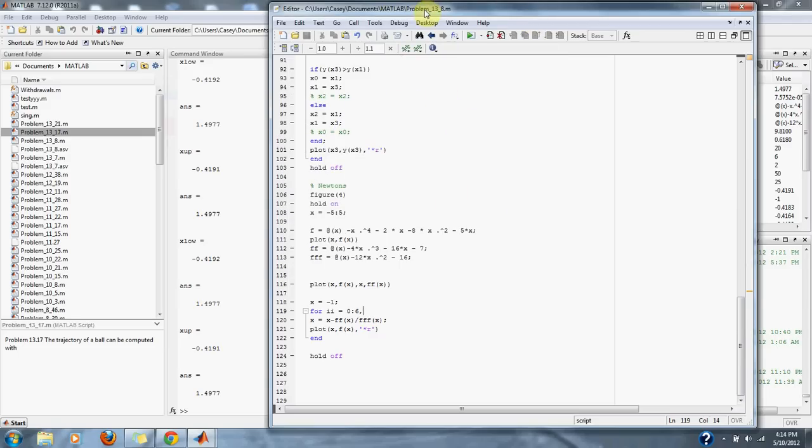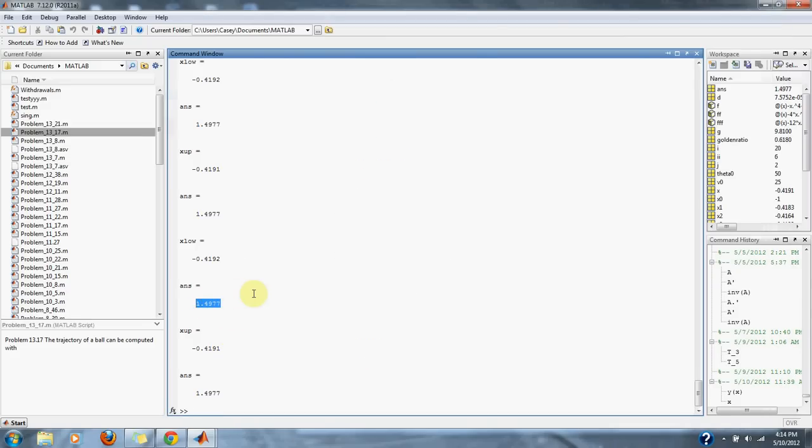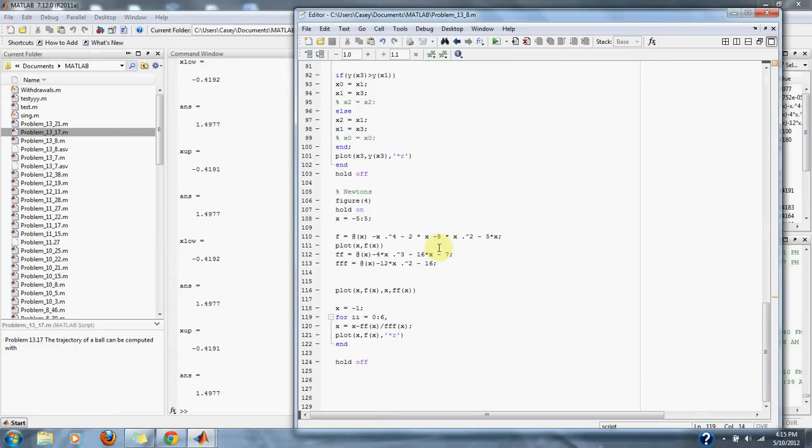And so, as before, our maximum is at 1.4977, at negative 0.4192 x into the equation. And that is it for problem 13.8, numerical methods.